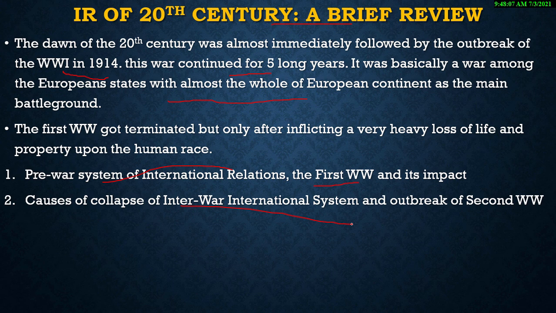Then the Second World War broke out, and it was a bigger and more destructive war than the first one. On 1st September 1939, Germany launched its invasion against Poland, and on 3rd September 1939, Britain and France declared war on Germany. This was how the Second World War started. It lasted for about 6 years, from 1939 to 1945, and after some initial successes, the Axis powers began losing the war, particularly after the German invasion of the USSR in 1941.